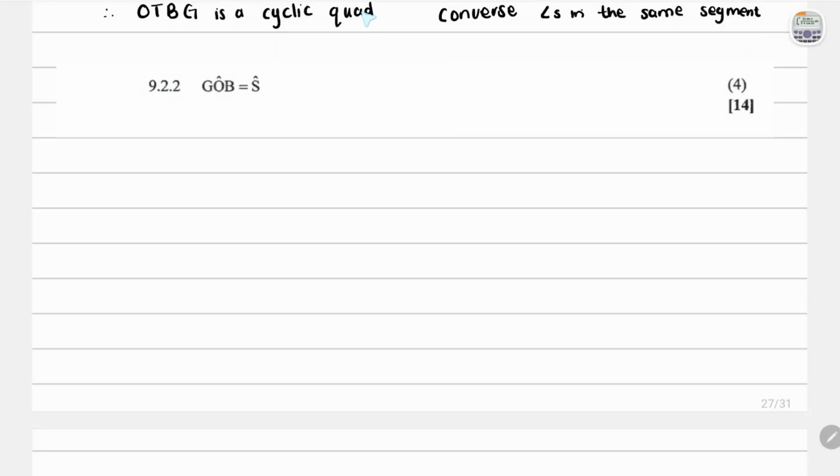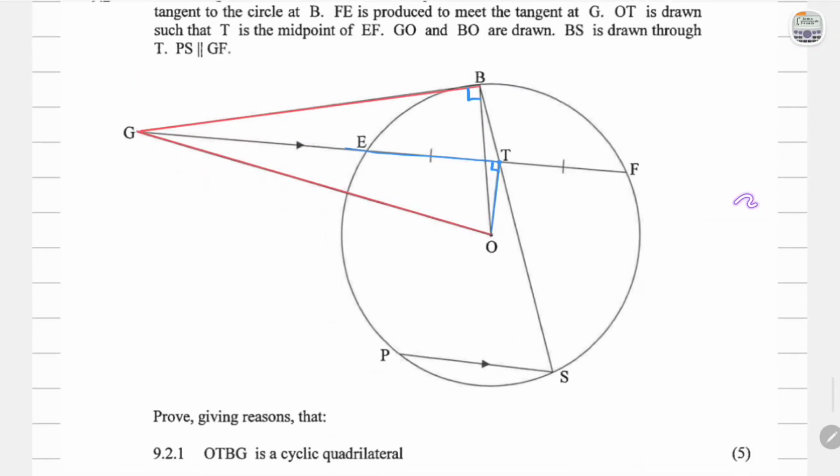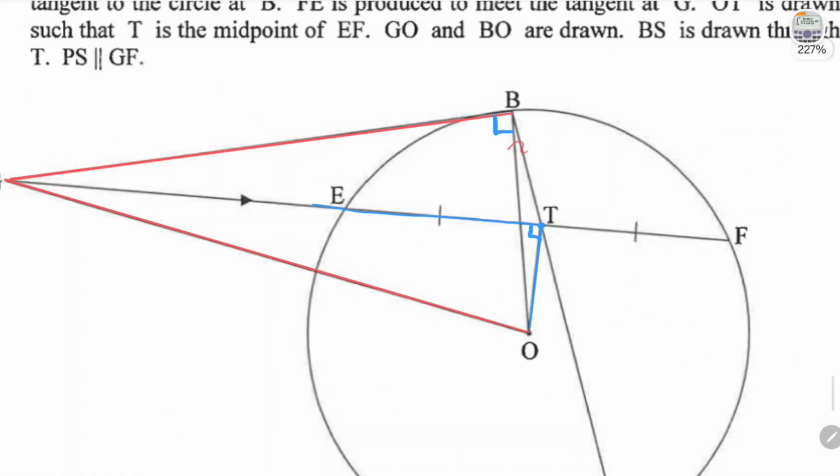Question 9.2.2 says that we have to prove that GOB is equal to angle S. Okay, so let's look at this. GOB is over here. So remember, everything we're doing now is with the knowledge that this shape is a cyclic chord now. So this is GOB, and we have to prove that it is equal to angle S. Okay, so how do we get from this point to this point? Well, this is a cyclic chord. So you see how these lines go across again?